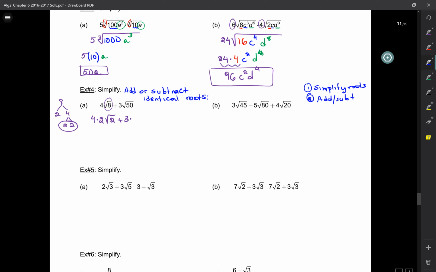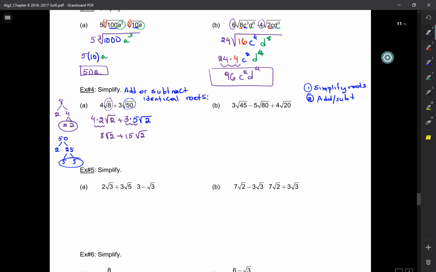Now I've got the root 50 in here, right? So 50 is 2 times 25, which is 5 times 5. I take out the 5's, and which one stays in? 2 stays in. All right, so let's see what we have. Here, 8 root 2 plus 15 root 2.